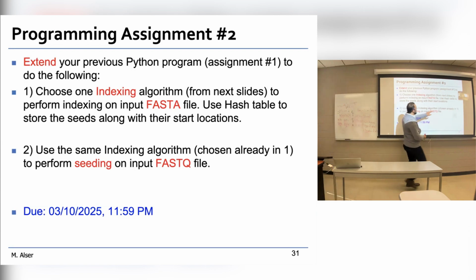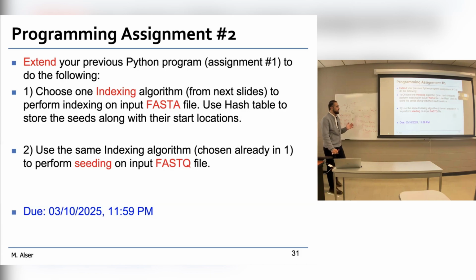Then you have to build a hash table and save the seeds that you extract using this indexing method along with their start location. Just build the hash table out of the seeds that you extracted, and then use the exact same indexing algorithm to process the FastQ file. Remember, in here we save in the hash table. Here we don't save anything. We use every single seed we extract from here to query the hash table. But now it's not required to do the query, okay? Just apply the algorithm. During the lecture, I already gave you the algorithm, and we explained it with examples.